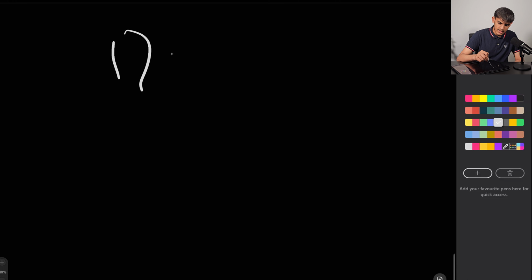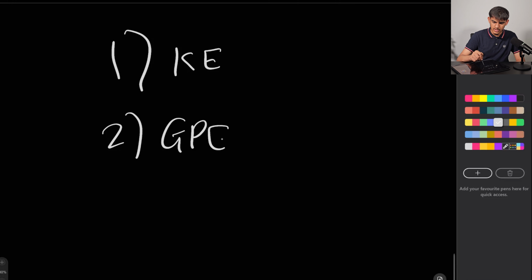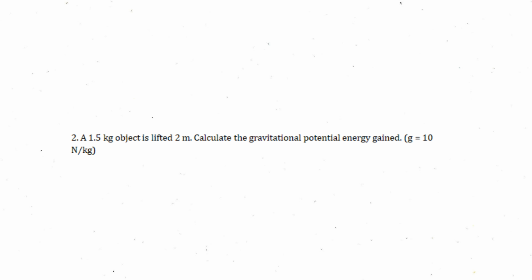Okay, so for one, we could say KE, i.e. the kinetic energy store. This is the energy store of a moving object. We could also say GPE. This is the energy of an object that is elevated. It's gravitational potential energy. We can also say EPE, or elastic potential energy. This is the energy in an object when it's stretched.